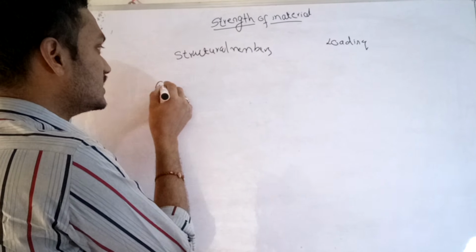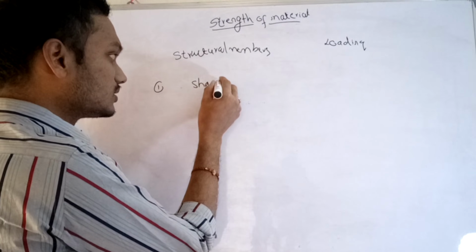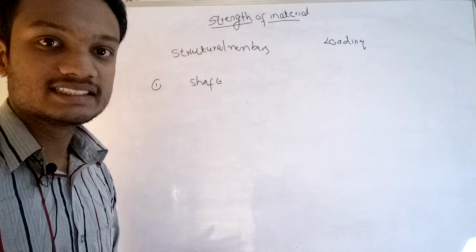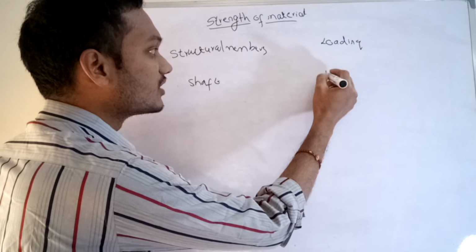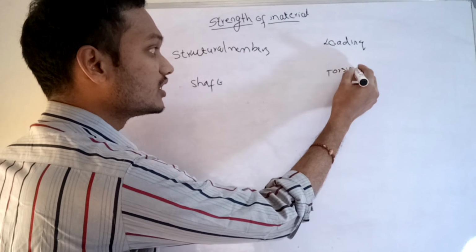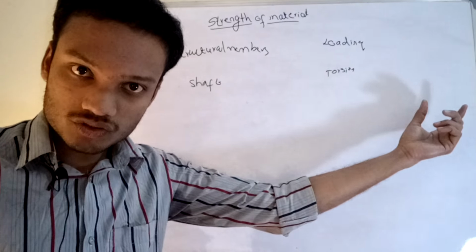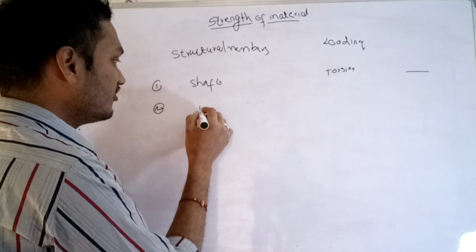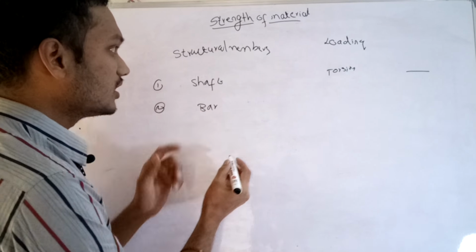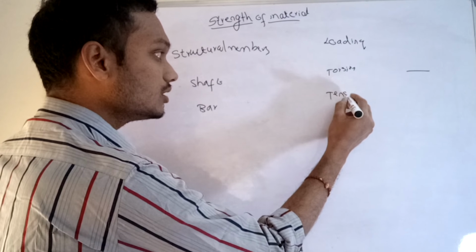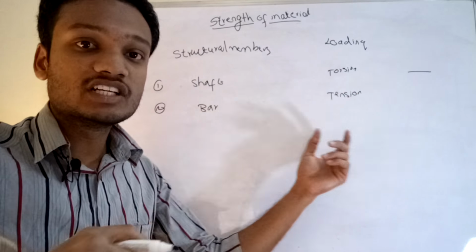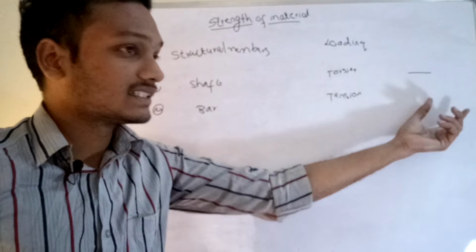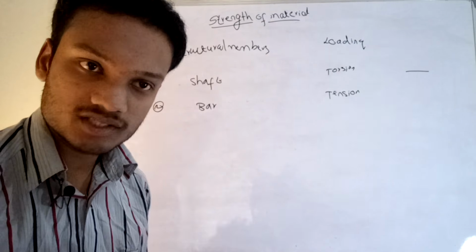For example, shaft is one of the structural members. If the shaft is subjected to the torsion loading, what types of stresses are induced and how are we going to calculate them? Similarly, second one, a bar is also a structural member. If the bar is subjected to tension, what are the stresses induced and how are we going to calculate those stresses?